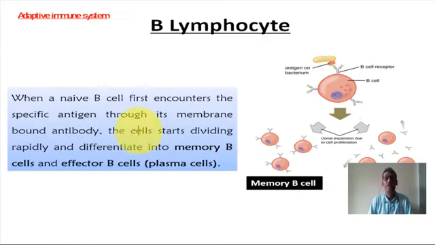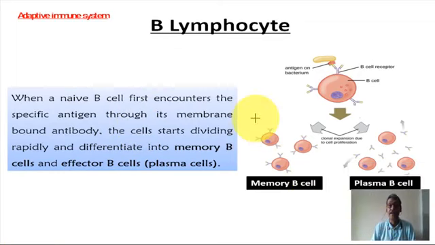If we focus on the B lymphocyte first, the naive B cell, that means the B cells which are yet to encounter any antigenic challenge, for the first time after binding to an antigen molecule, specifically with this membrane-bound antibody, will divide rapidly and differentiate into two kinds of cells known as plasma B cells, also called effector cells, and memory B cells. So naive B cells bind to the antigen molecule, divide and differentiate into two different kinds of cell, plasma B cell and memory B cell.